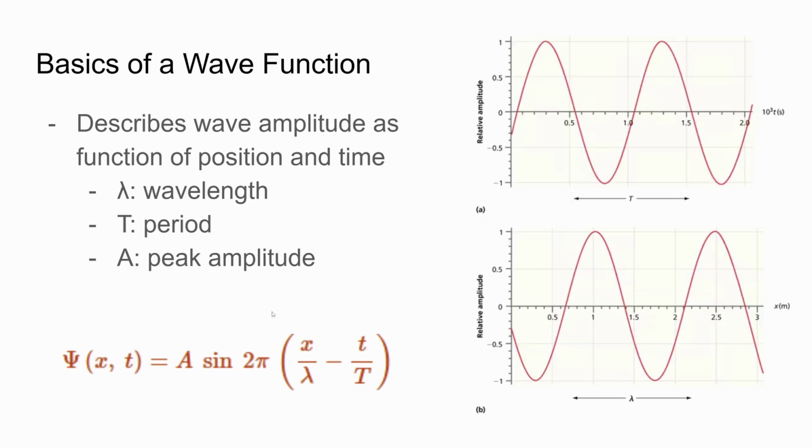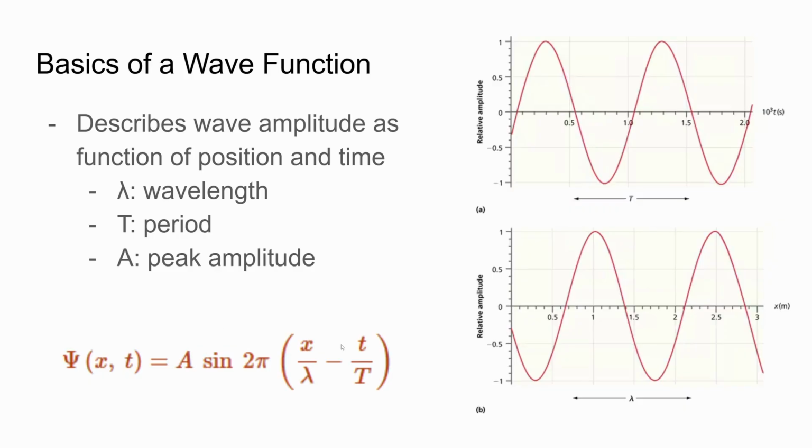We start with a basic wave function, psi equals A sine of 2 pi times x over the wavelength minus t over the time period, t being time, x being position. Now, a wave function is going to describe the amplitude of a wave and how it depends on the variables, position and time. For our convenience, only sinusoidal waves of wavelength lambda and period T are considered, where T equals 1 over the frequency. A is going to be the peak amplitude of our wave.